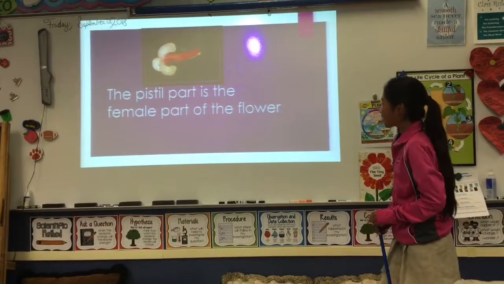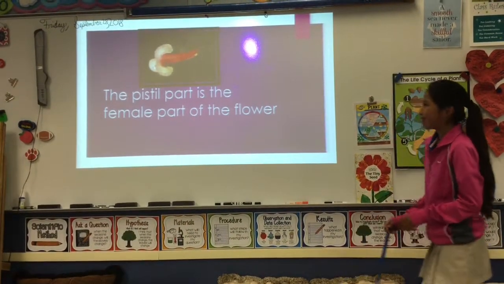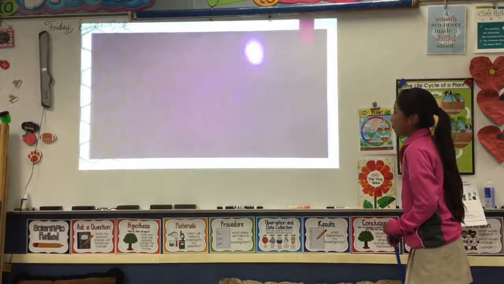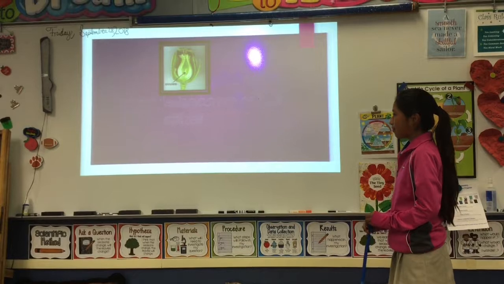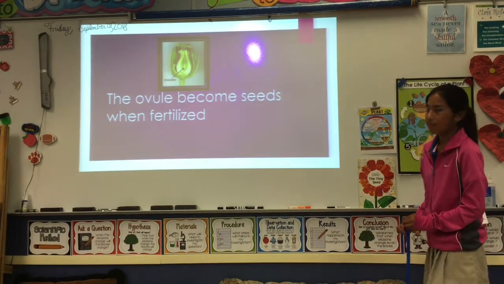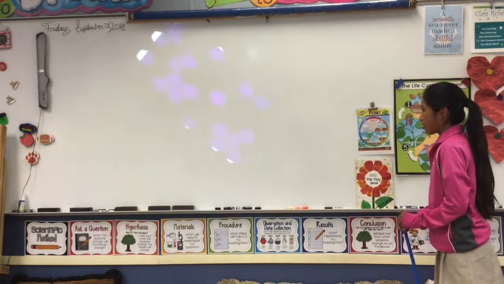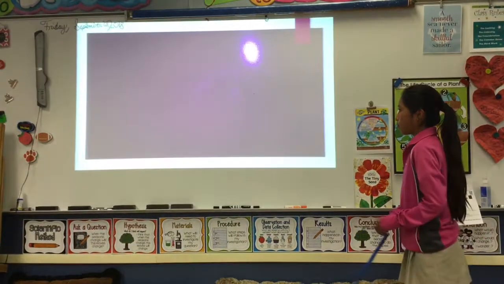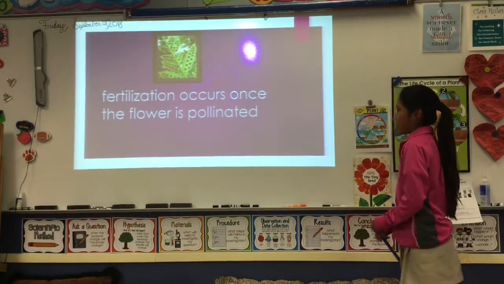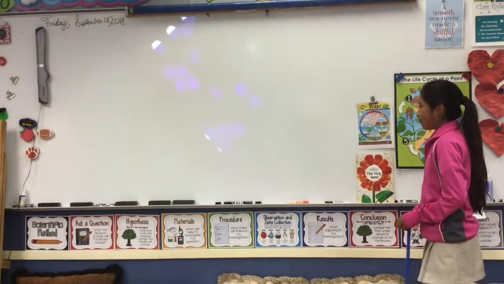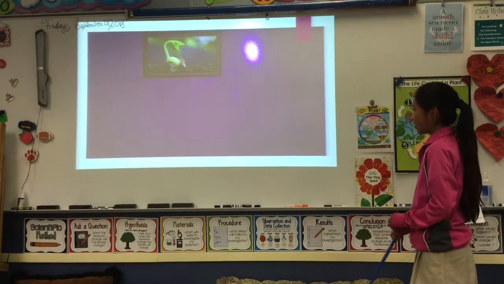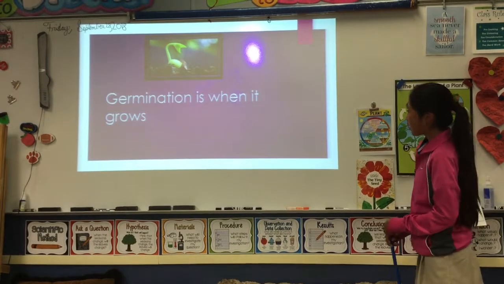The pistil part is the female part of the flower. The ovule becomes seeds when fertilized. Fertilization occurs once the flower is pollinated. Germination is when it grows.